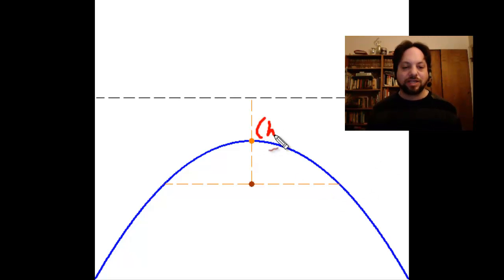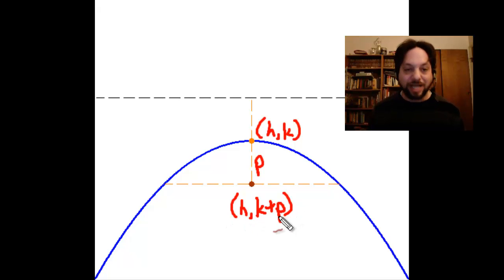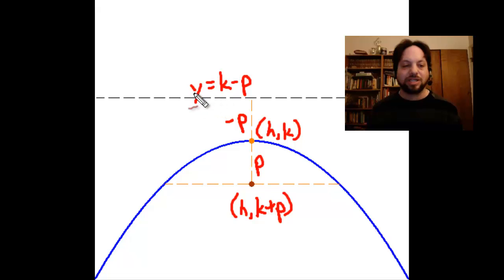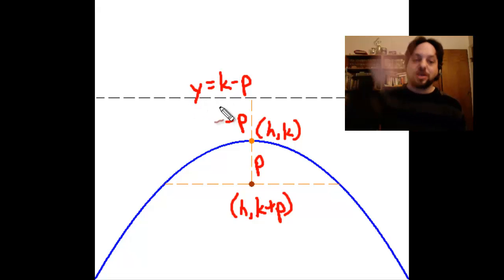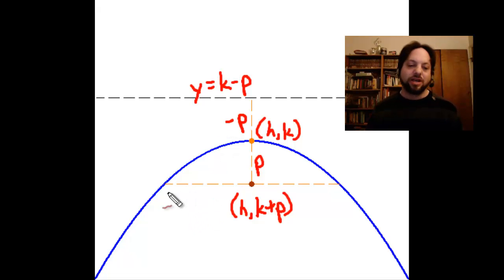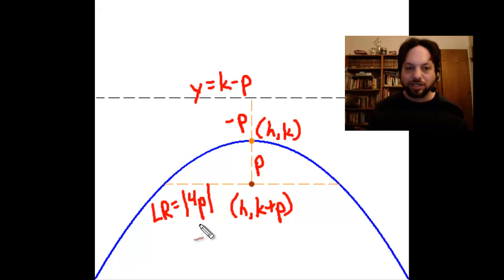Our vertex is still going to be h comma k. Now that p is negative, we're still going to add p to get to the focus. Why is it going down? Because p is negative. And we're still going to subtract p to get to our directrix. We're still going to say y equals k minus p. Of course, p is negative now, so we're actually going to go up to get to the directrix. And fortunately, the latus rectum is always just the absolute value of 4p, so nothing's going to change there.